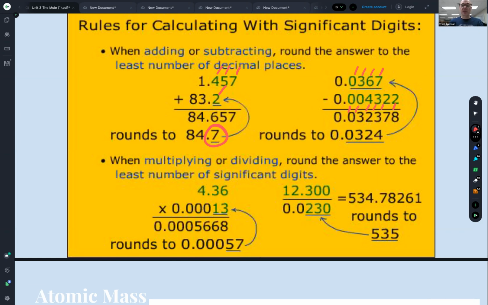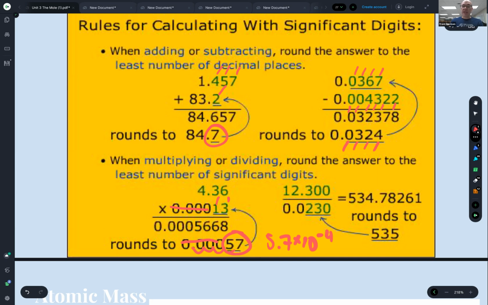So my answer should have 1, 2, 3, 4 digits. However, when we multiply, the rule changes, and we must know significant figure counting rules. Zeros in front do not count. There are 2 digits, and that's why I only have 2 digits in my answer. You're saying, no, you have all those other ones. Remember, zeros in front do not count because we can turn this into scientific notation to the -4.